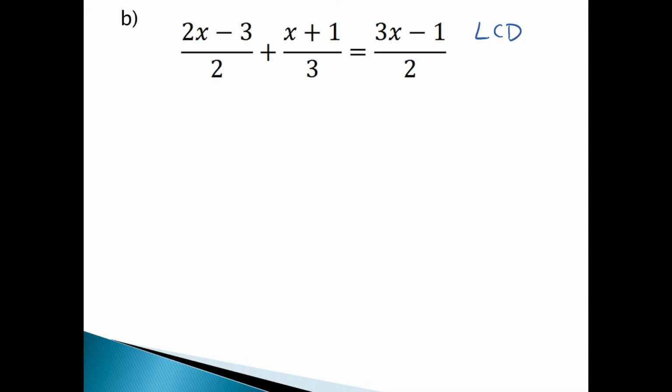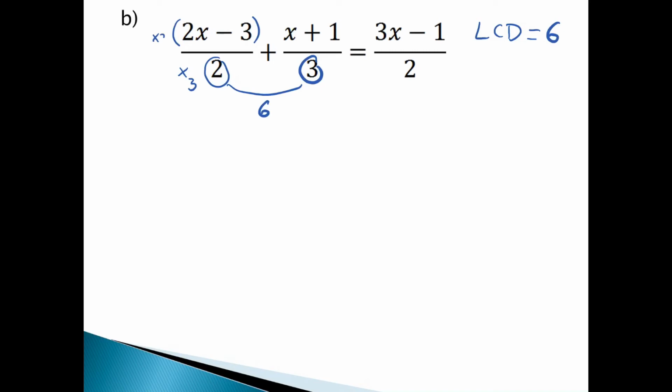So 2 cannot become 3, 3 cannot become 2. So in this case, we look for the number that they share in common. 2 multiplied by 3 gives me 6. LCD is going to be 6. For the first one over here, 2 needs to be multiplied by 3. And what you do to the bottom, you do to the top.